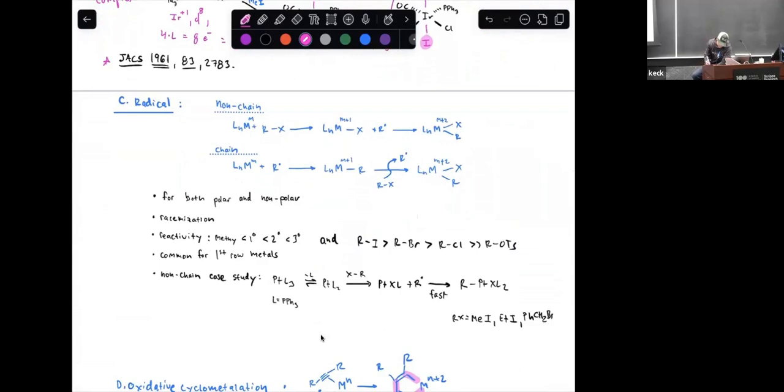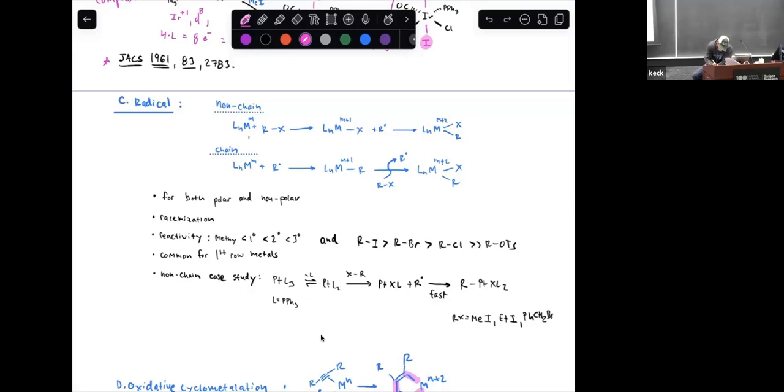Okay, now we've got radical. There's always been an appreciation for radical pathways all the way back to Kochi's work, which especially ignited interest in the field. But now in the year 2025, this has become even more important, even more common. So let's consider the two limiting scenarios of non-chain versus chain.